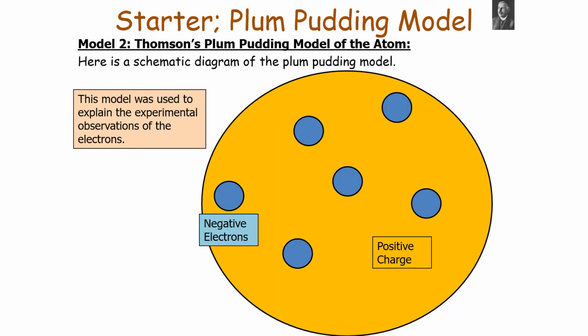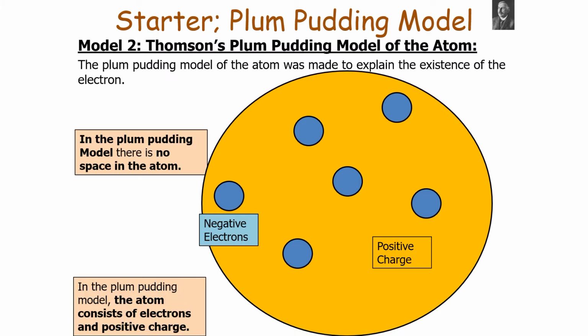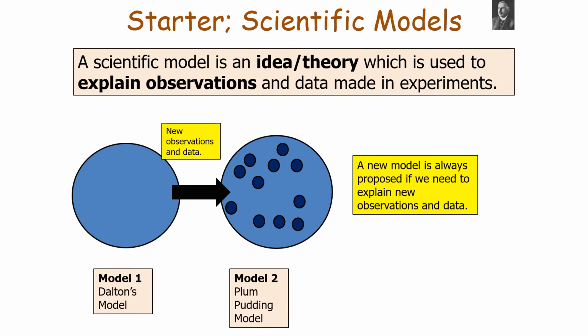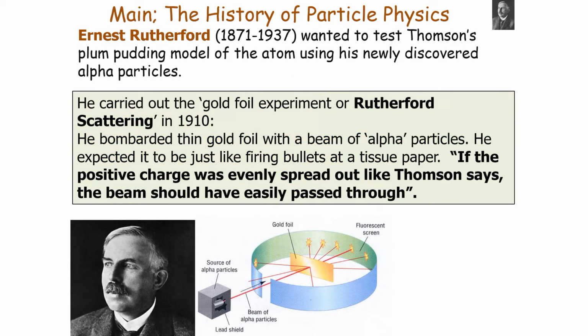This model was used to explain the experimental observation of the electrons. It also explained why the atom is electrically uncharged, because you've got negative electrons and positive charge which cancel each other out. As a result, the scientific model was updated with the new observations and evidence, because a new model is always proposed if we need to explain new observations and data. Thomson's plum pudding model is what we believed the atom was until the director of particle physics at the University of Manchester, Ernest Rutherford, came along. Ernest Rutherford carried out the gold foil experiment, or the Rutherford Scattering experiment, in 1910 to test out the plum pudding model of the atom.